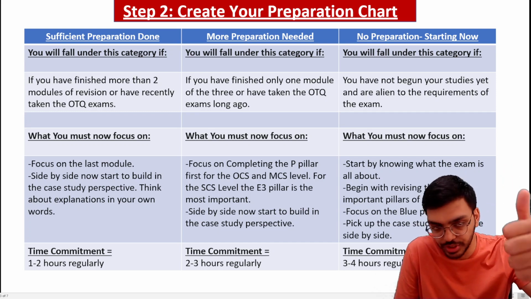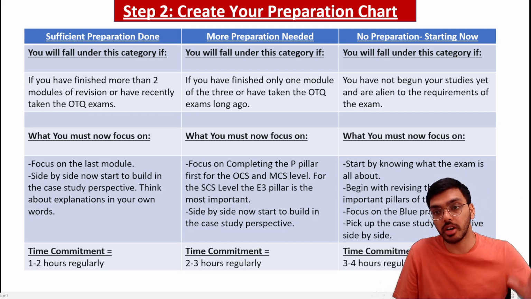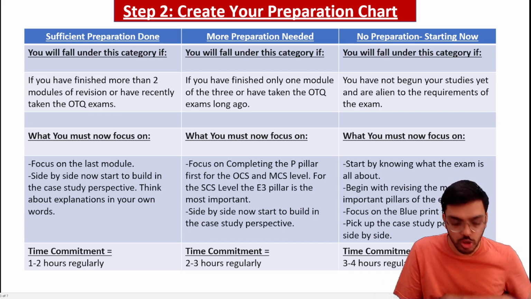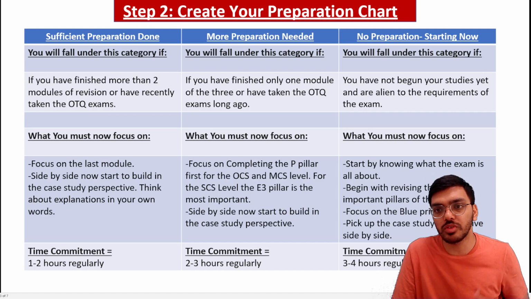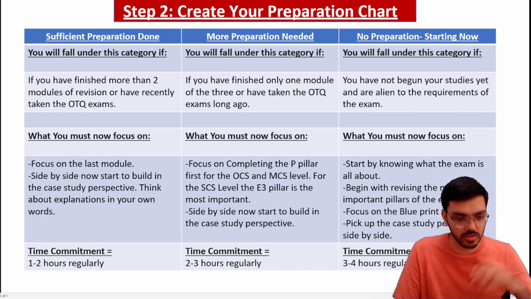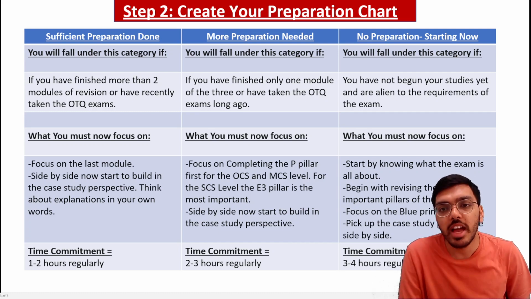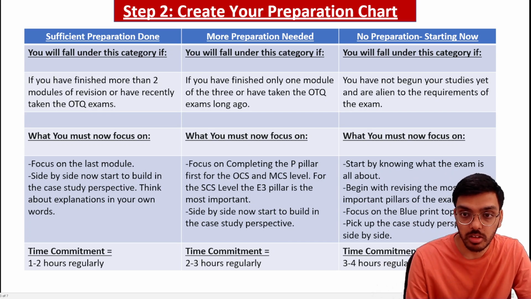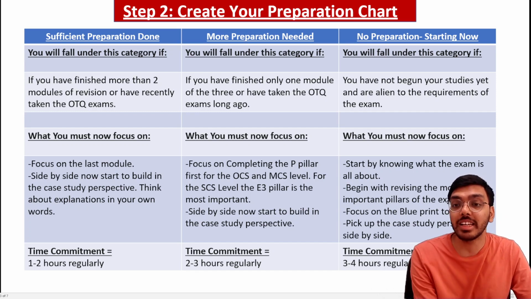So first, sufficient prep done. Second, more prep needed. Third, no preparation, 1.5, 2 months before the exam. You're just starting, 0 prep done. You're coming in through the exemptions route. You have not begun your studies, directly taking MCS, directly taking OCS, directly taking SCS, whatever your exemptions would be. If you fall under this category, you are alien to the requirements of the exam, you don't know what the exam is, you don't know what the situation is, but you are starting now.